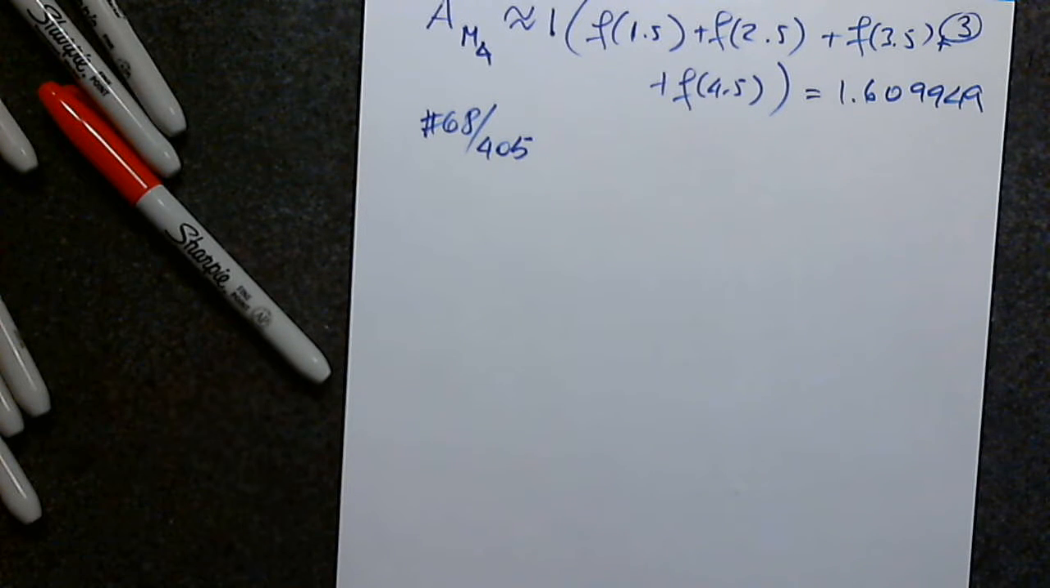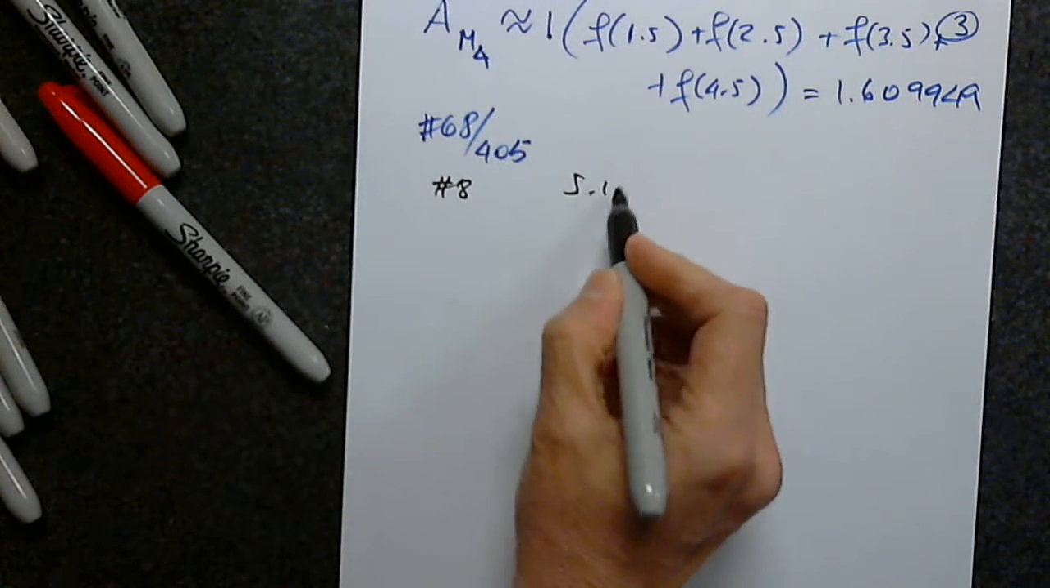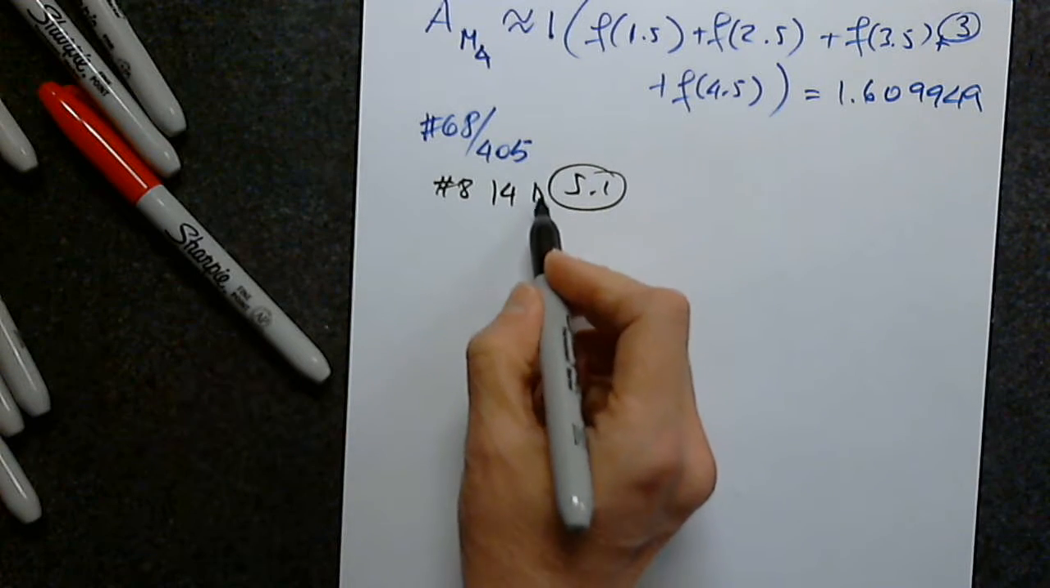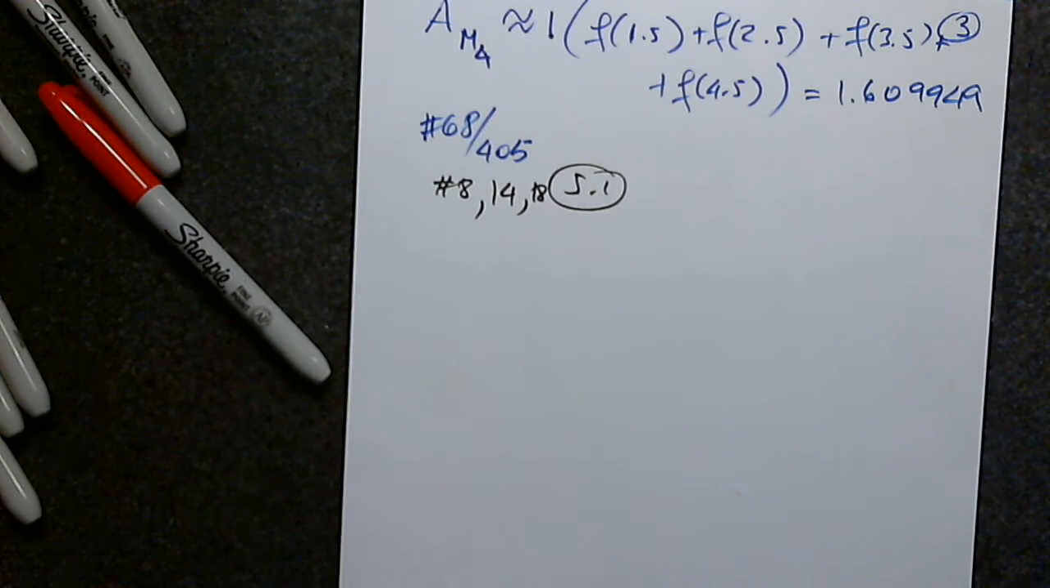Uh, 8 and everything in 5.1. 8, 14, and 18. Okay, very good. So let's take a look. Right, so I think we discussed number 8 last time, didn't we? What page? 369, the one with 1 plus x squared, and 3 subintervals and 4 subintervals.